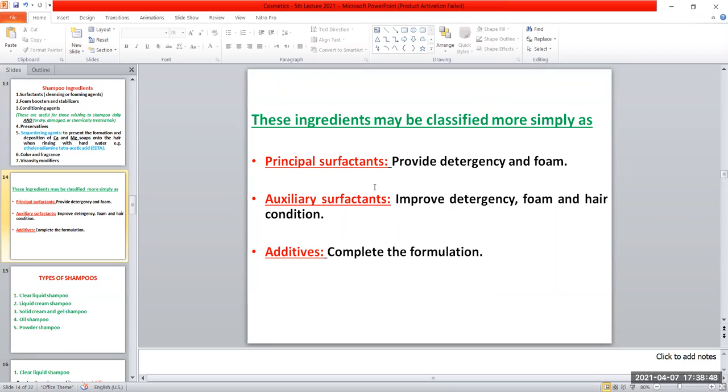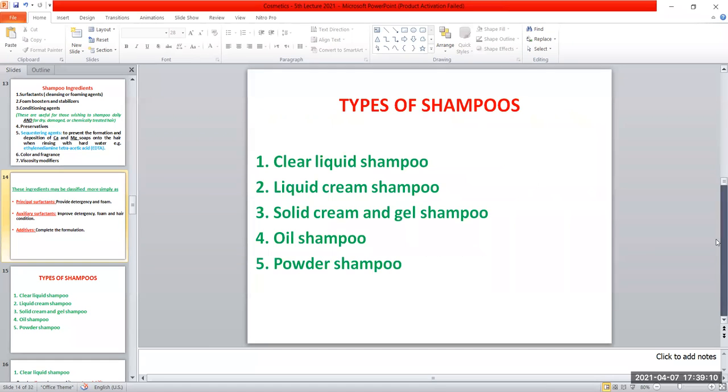The ingredients can be classified as principal surfactants, which give the main foam, auxiliary surfactants which help the principal surfactant and are added to strengthen the foaming effect of the principal surfactant, and additives to complete the action of the formulation.